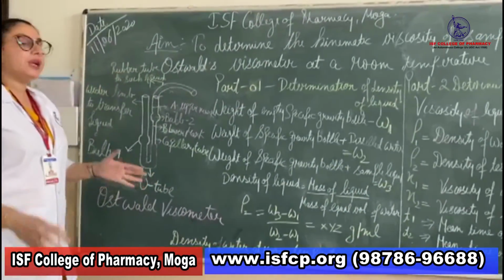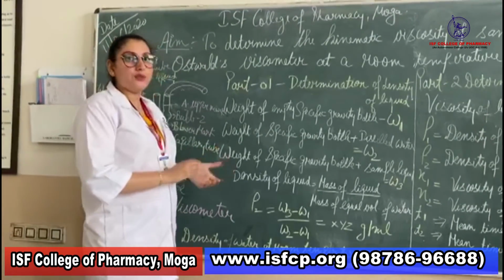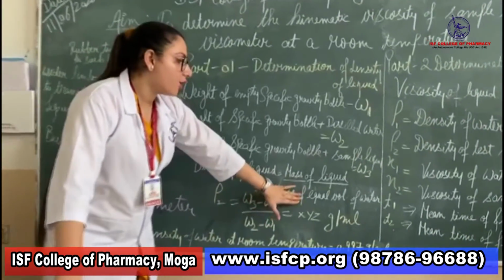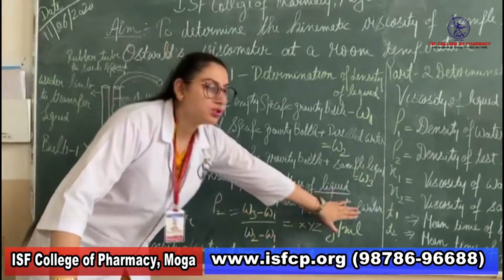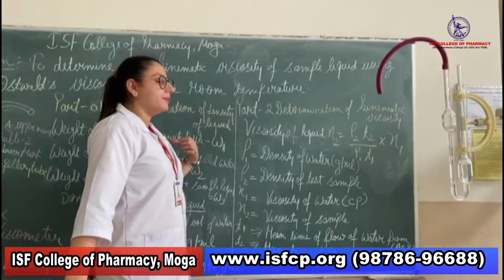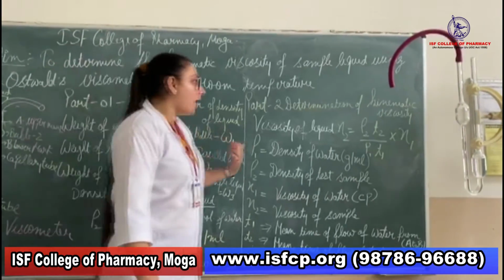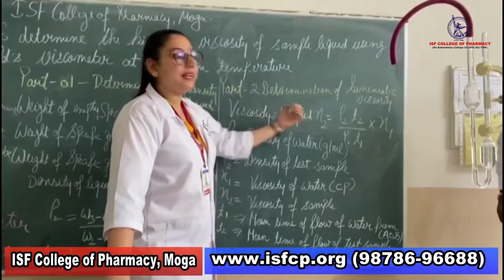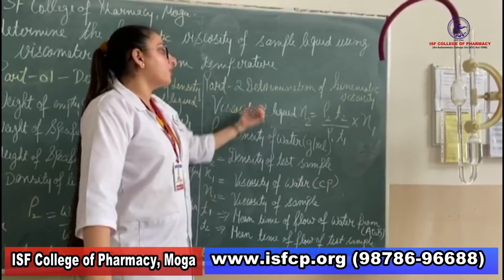Afterwards, we need to calculate the density of the liquid. As we know, the formula for density of liquid is mass of liquid upon mass of equal volume of standard liquid, that we have used water. The density calculated from the previous step, that is density for unknown sample, has to be employed for calculating the viscosity of the unknown sample, where eta 2 is symbolized for viscosity of unknown sample.